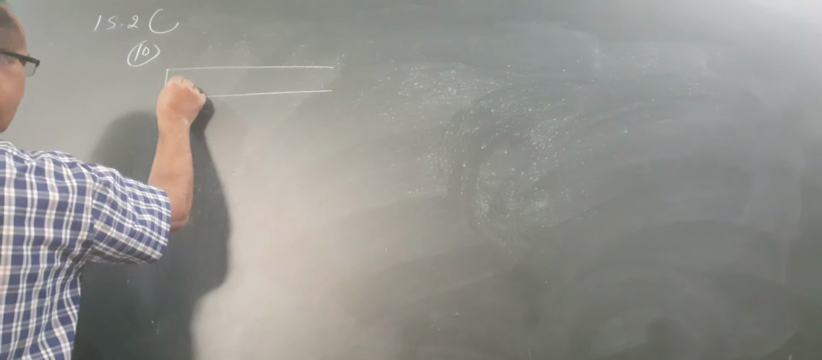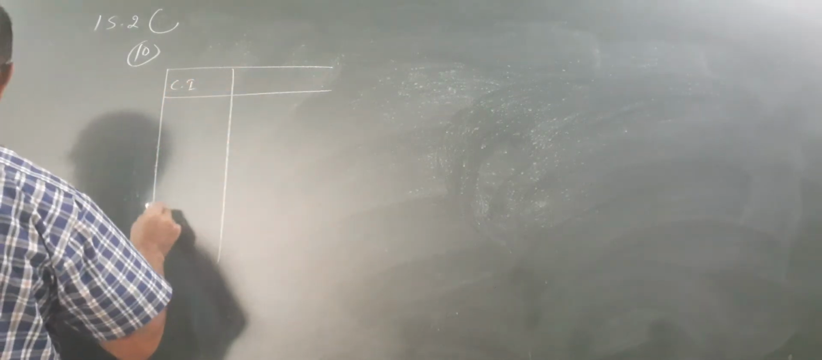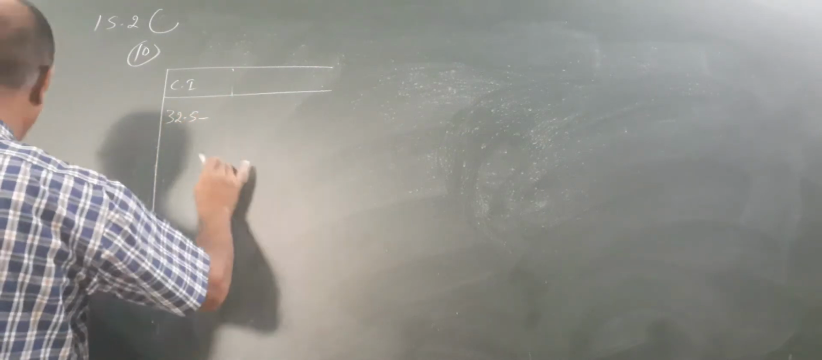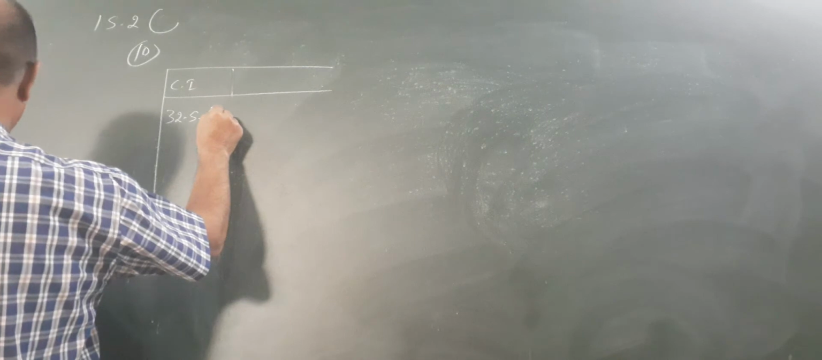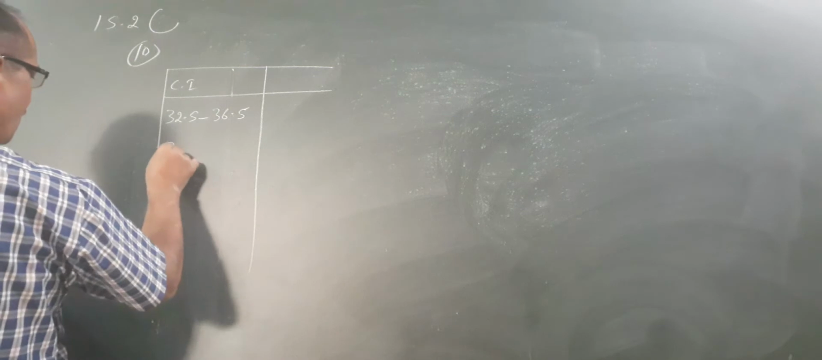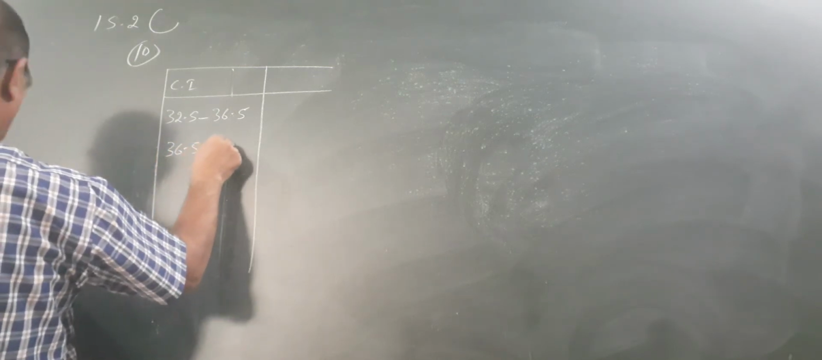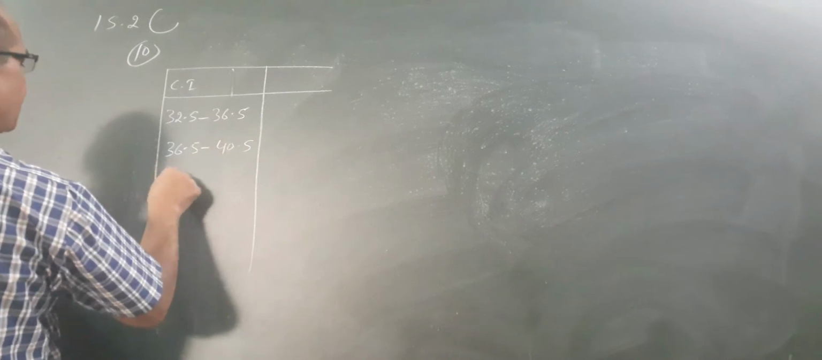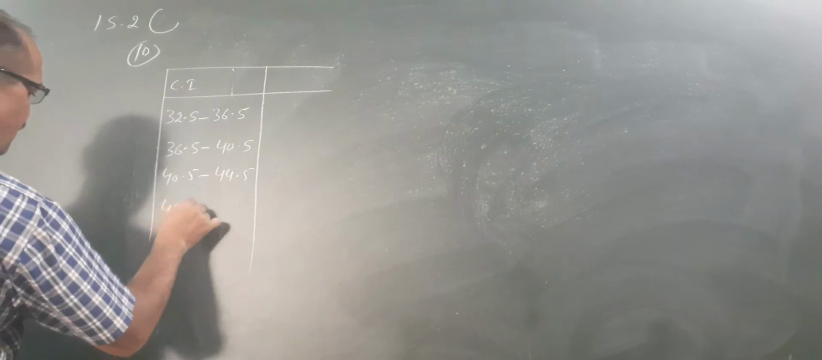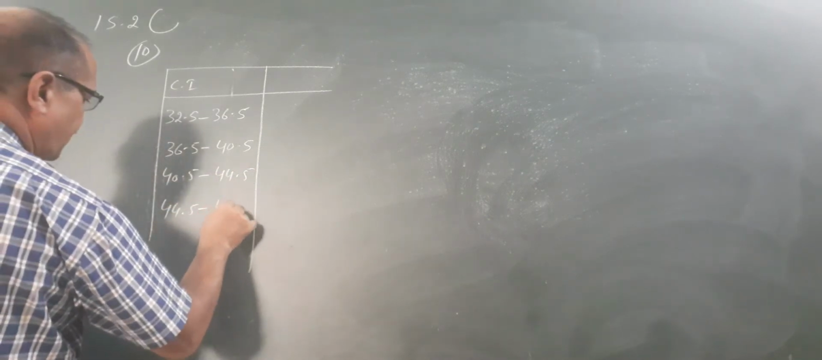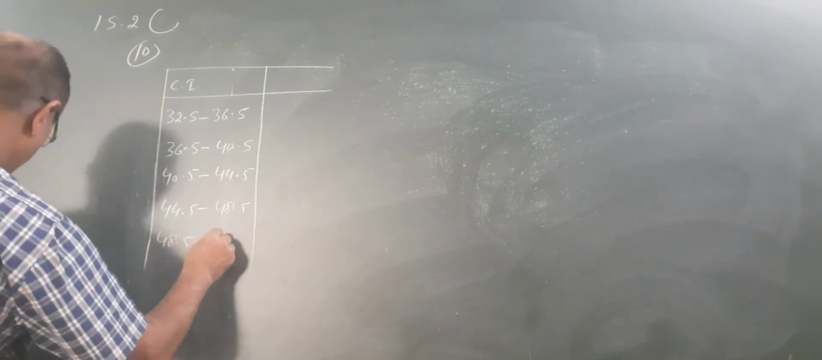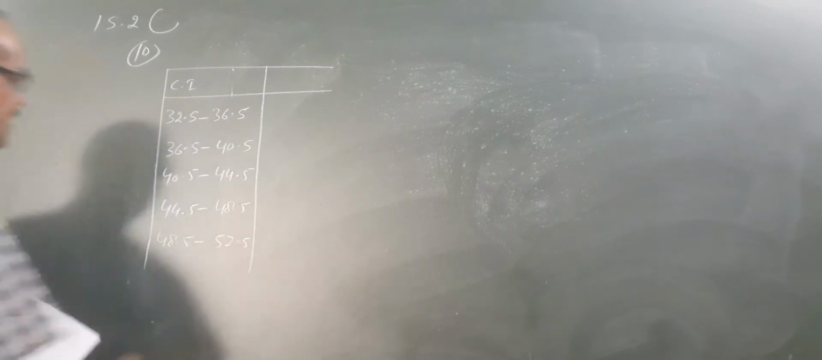So I am making it continuous data, writing its class intervals in continuous form. Here you have to subtract 0.5 and add 0.5. So this becomes 35 to 36.5. I am writing it in the form of continuous data: 36.5 to 40.5, then 40.5 to 44.5, then 44.5 to 48.5, and then 48.5 to 52.5. So this is the continuous data.